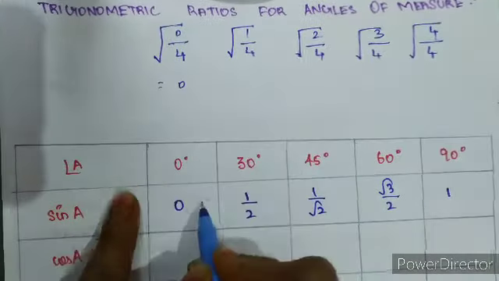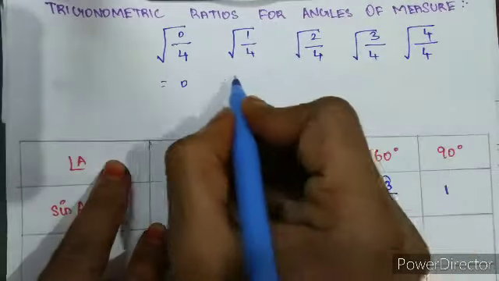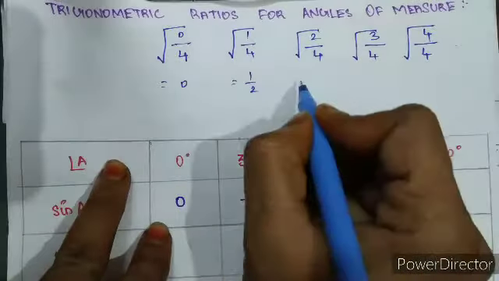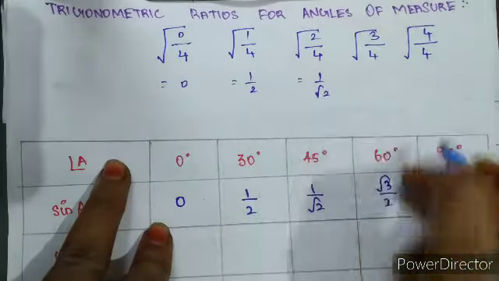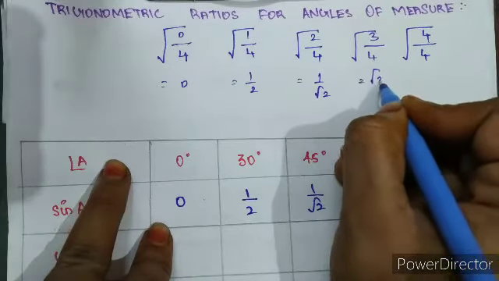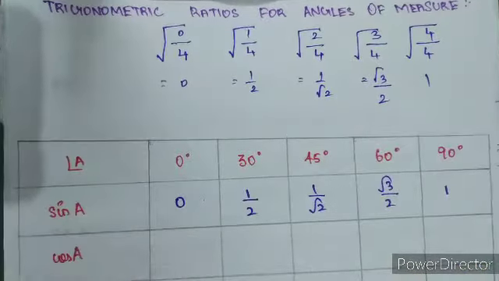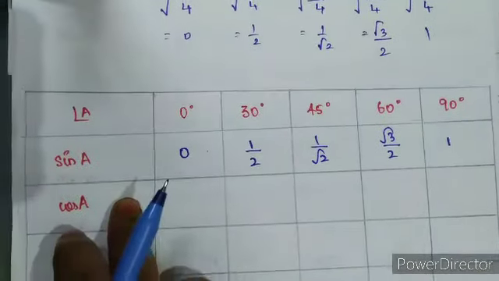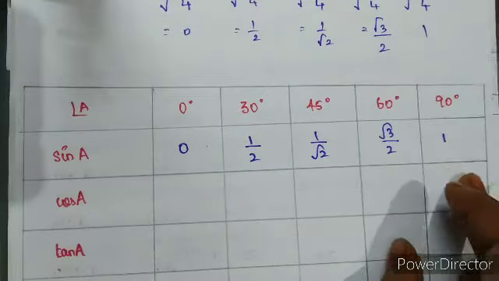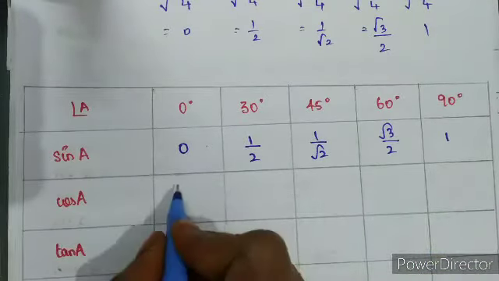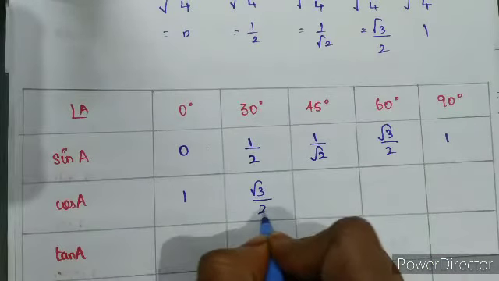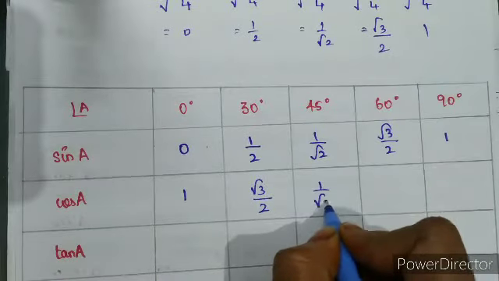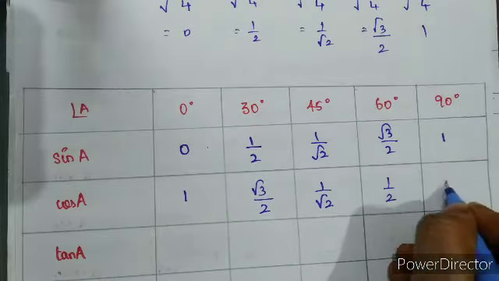Here it is 0. Here the value will be 1 by 2. And here the value is 1 by root 2. Here it is root 3 by 2 and here it is 1. See here, the sine theta values are in increasing order and cos theta can be written in the reverse order. It is 1, root 3 by 2, 1 by root 2, 1 by 2 and 0.